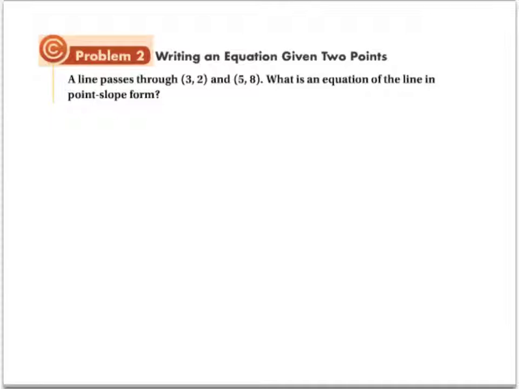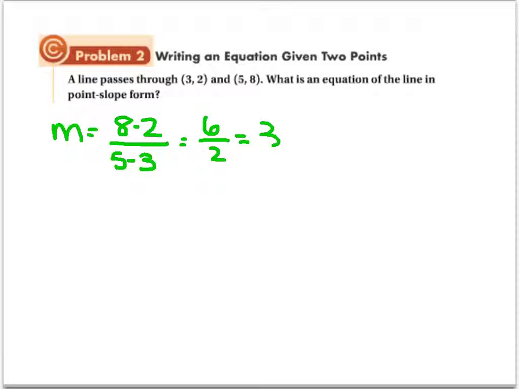So our line passes through 3, 2, and 5, 8. First, I'm going to find my slope, y2 minus y1 over x2 minus x1. Your slope is 3. Once you have your slope, you can choose either point. It does not matter. Personally, I choose whichever one looks easier to deal with. These look about the same. I'll just pick 3, 2. So we have our slope and our point.